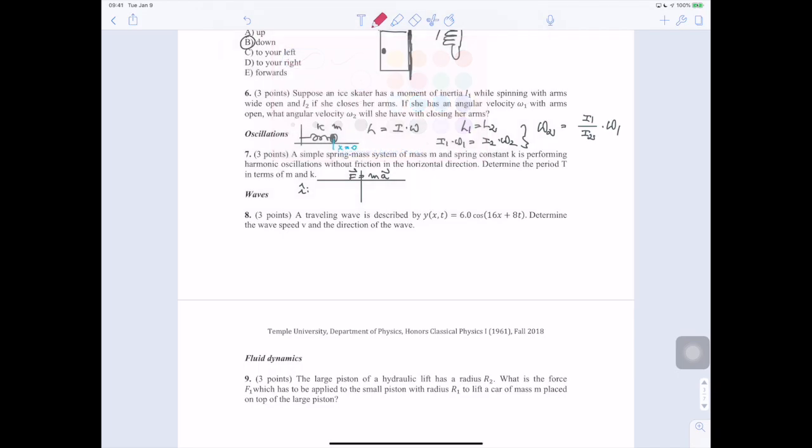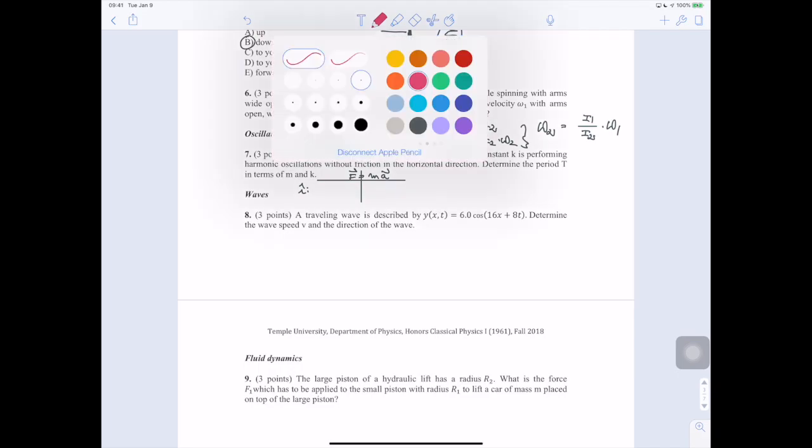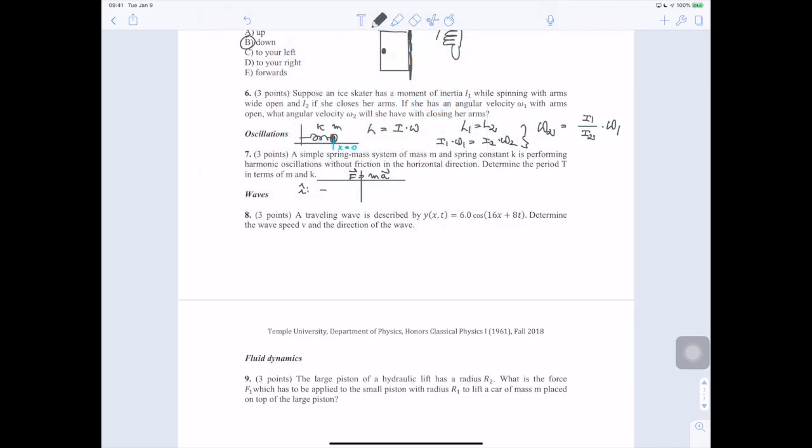So now there's a restoring force acting on the system in the opposite direction. So this is the unit vector direction i here. So this would be minus kx equals minus m. And then I write this already as the second derivative, d squared x over dt squared.